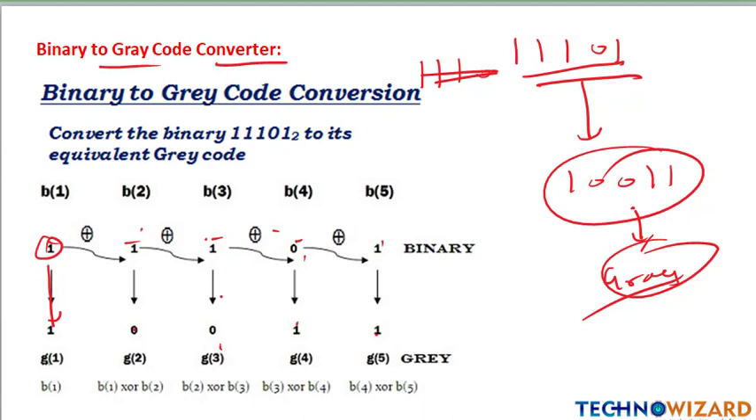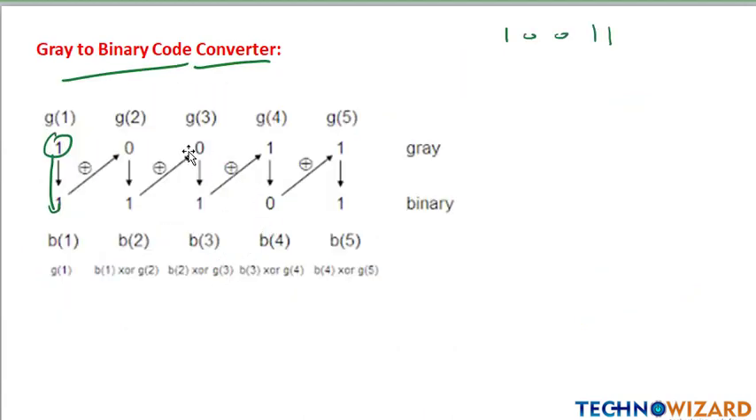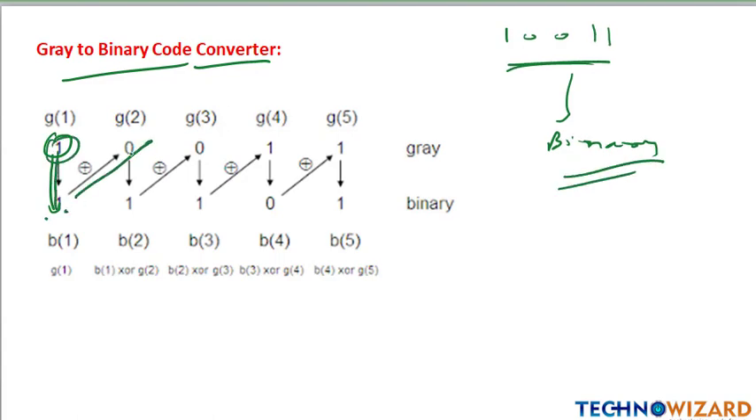Okay, now comes our gray to binary code converter. In this, how we will do this? Suppose this is a gray code 10011, and now we have to convert this into binary. Now first of all, 1 is taken as 1 here. 1 XOR 0 is 1, 1 XOR 0 is 1, 1 XOR 1 is 0, 0 XOR 1 is 1. Okay, so 10011 in gray code will be 11101 in binary.